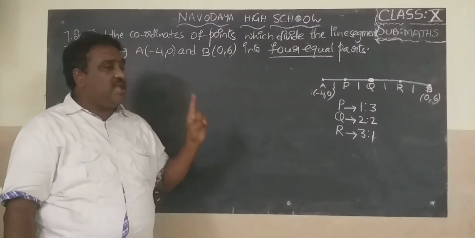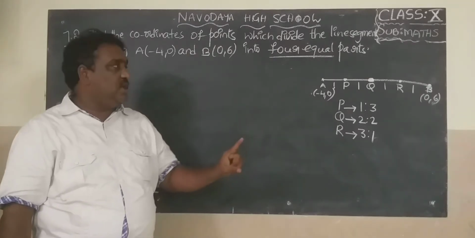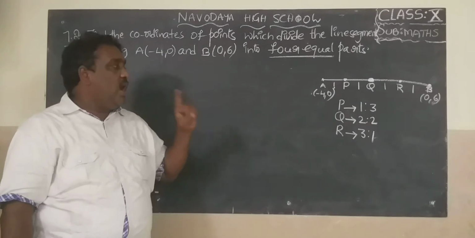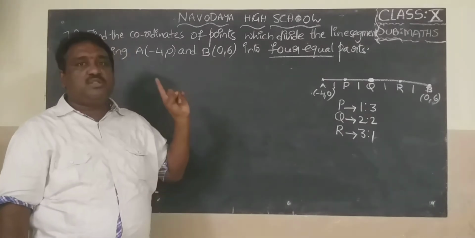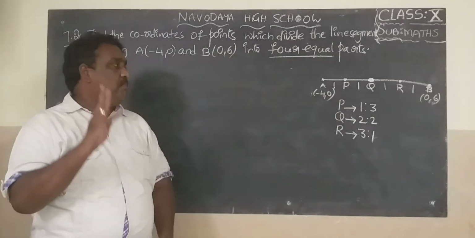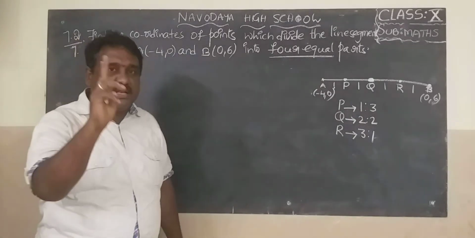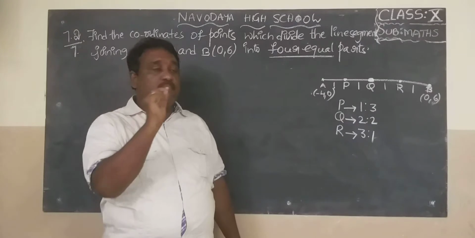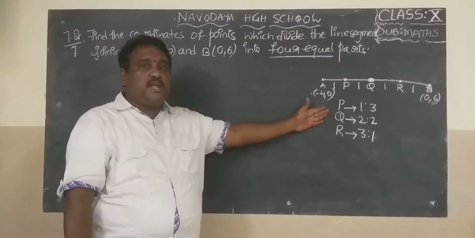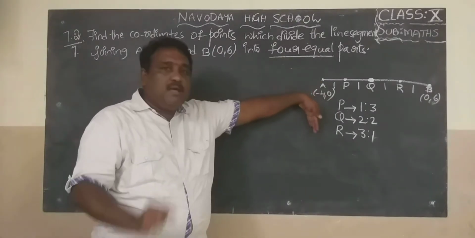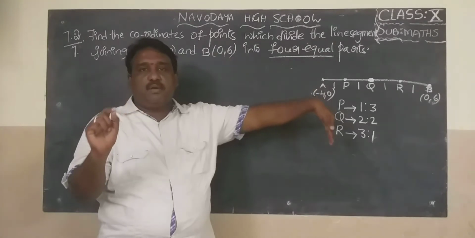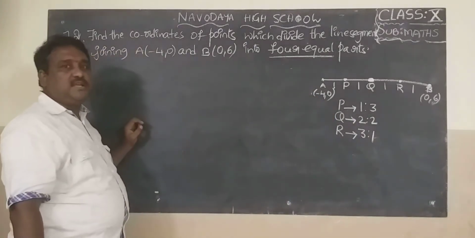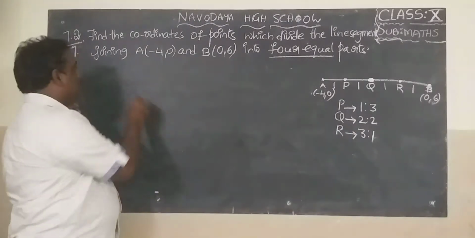Second model. P divides AB in the ratio 1:3, Q divides AB in the ratio 2:2, R divides in the ratio 3:1. Then find out P, Q, R. So two models are there. First model by using midpoint formula. Second model by using ratio formula. Follow any one. I want to use the midpoint formula because it is very easy and short.